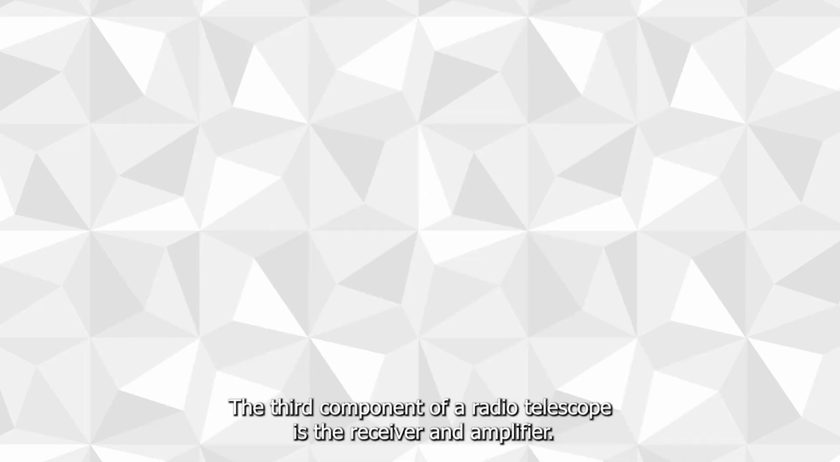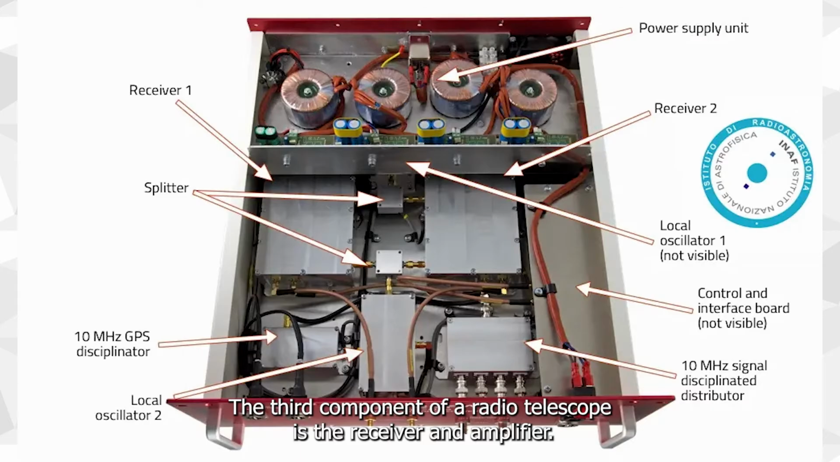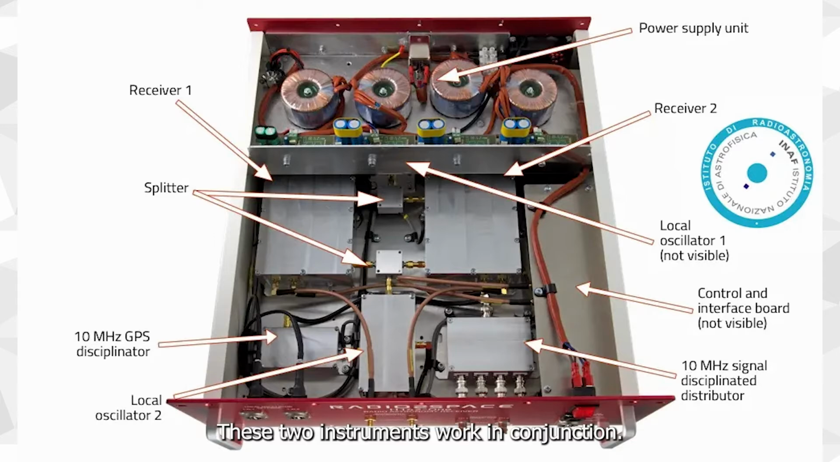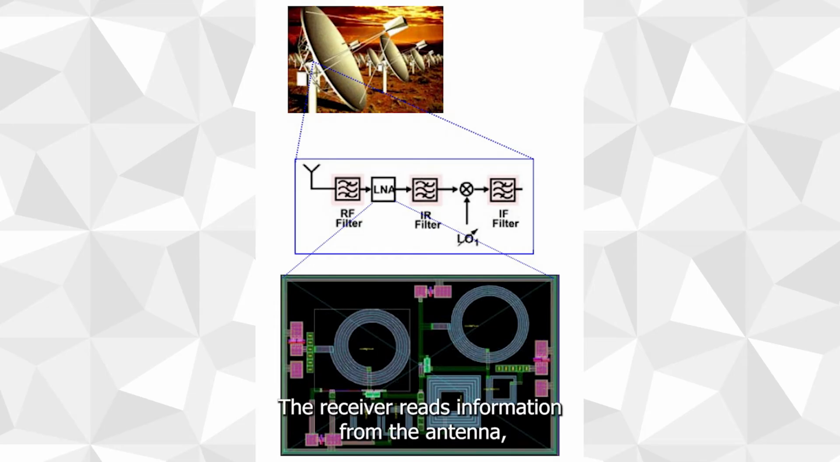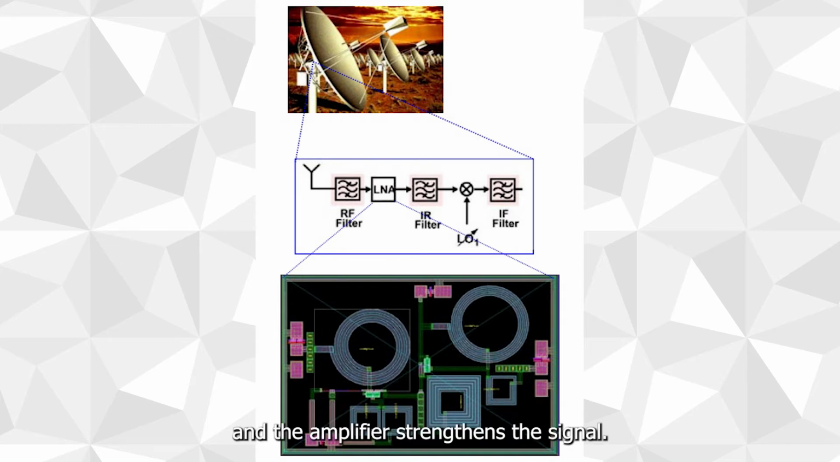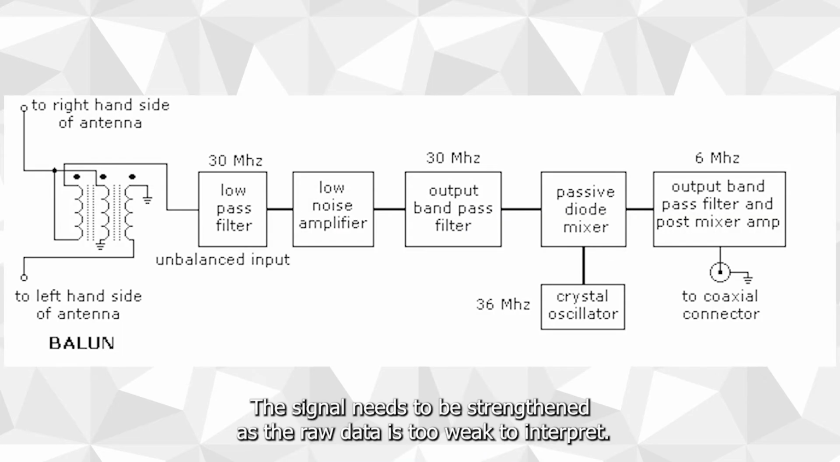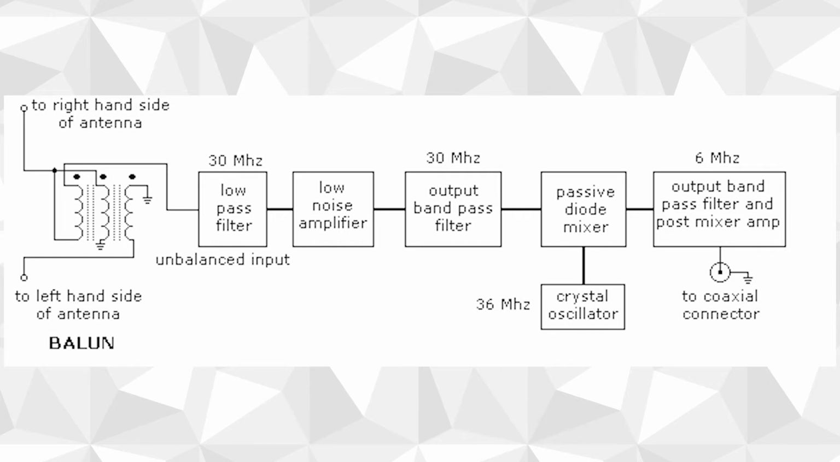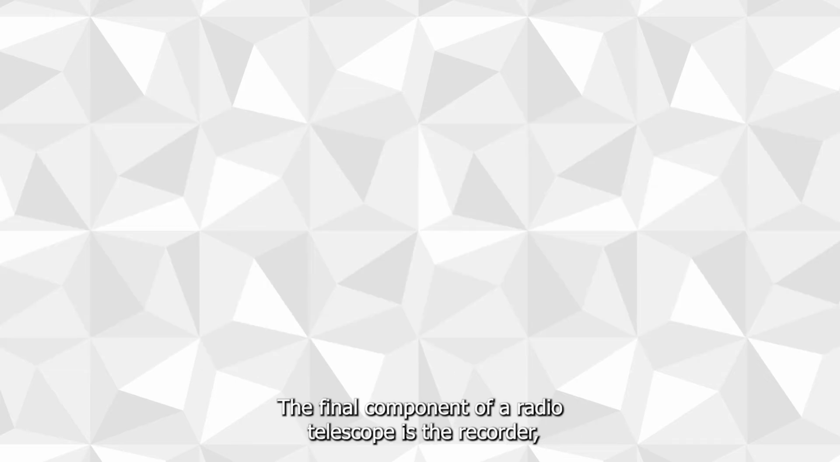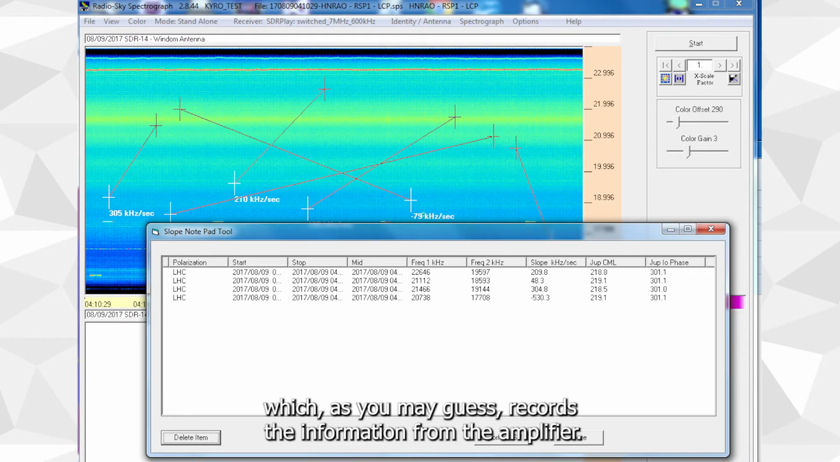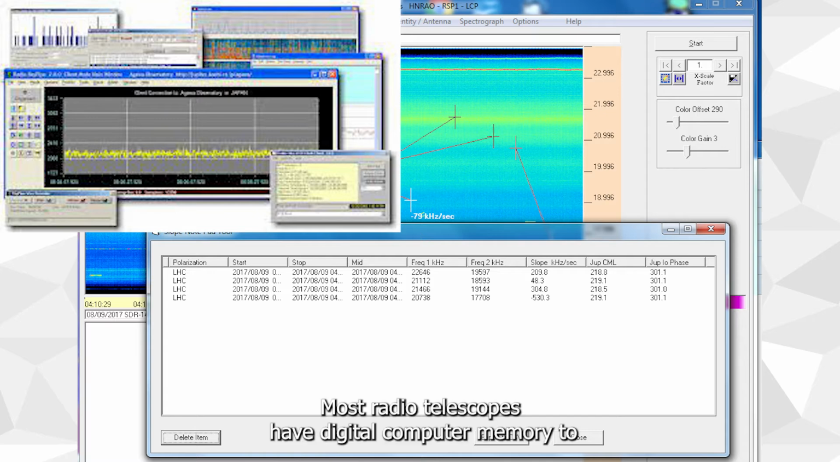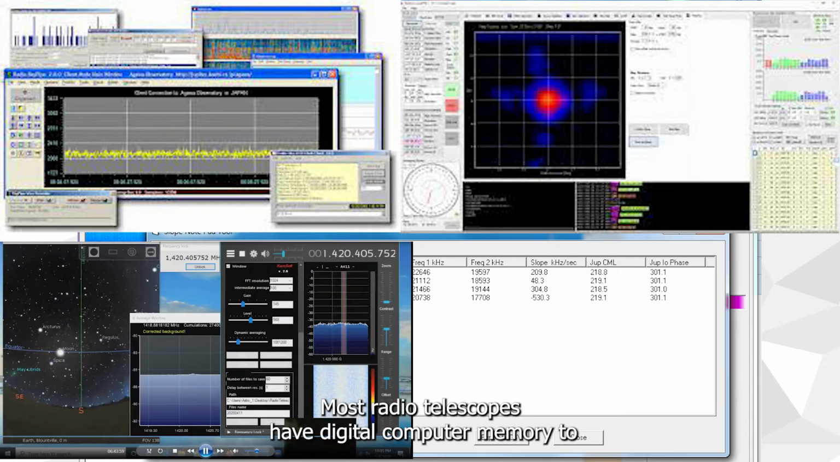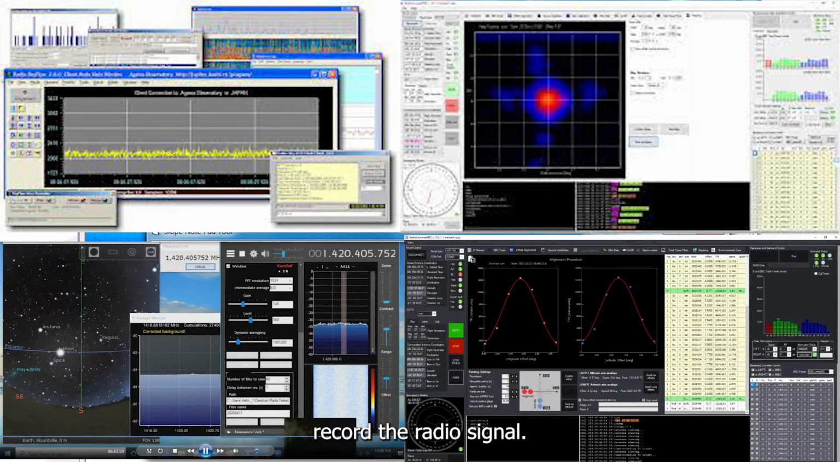The third component of a radio telescope is the receiver and amplifier. These two instruments work in conjunction. The receiver reads information from the antenna, and the amplifier strengthens the signal. The signal needs to be strengthened as the raw data is too weak to interpret. The final component of a radio telescope is the recorder, which, as you may guess, records the information from the amplifier. Most radio telescopes have digital computer memory to record the radio signal.